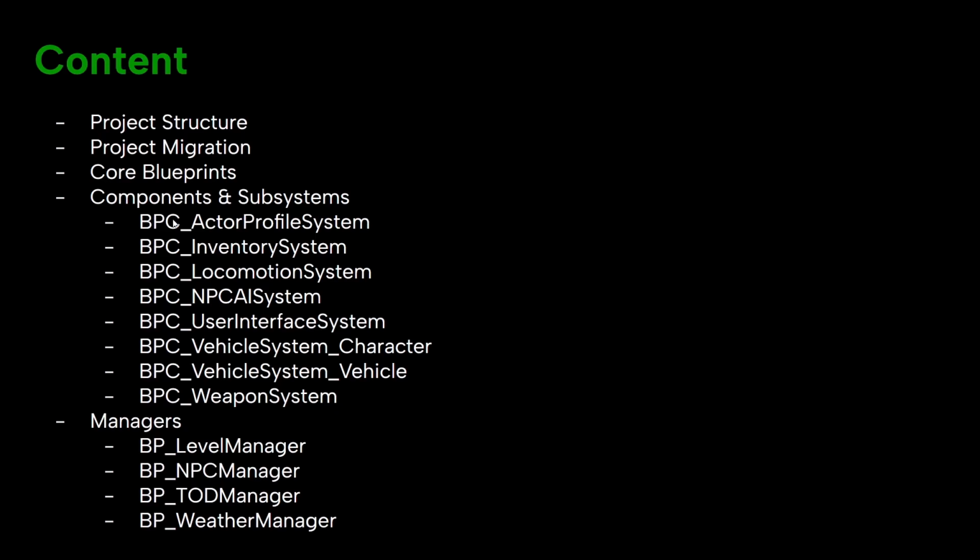Okay, so there we are going to see what the actor profile system, inventory system, and the locomotion system are, because our pedestrians are driven by a set of locomotion and they carry a set of inventory items. So likewise, these three elements are essential. And the NPC AI system is also one of the core components that manage pedestrian AI logic, and it also uses an interface system.